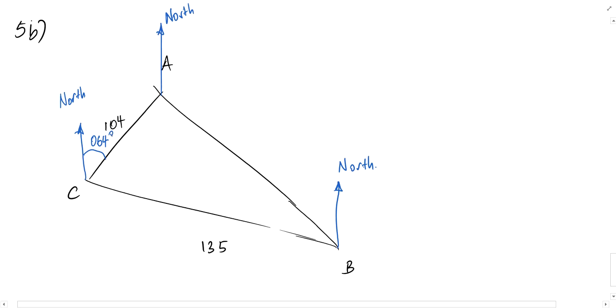B is 135 meters from C. Where's the reference again? Where is my north arrow again? B or C? Again C. So we can indicate the angle with an arrow, like this. So this angle must be 122 degrees.